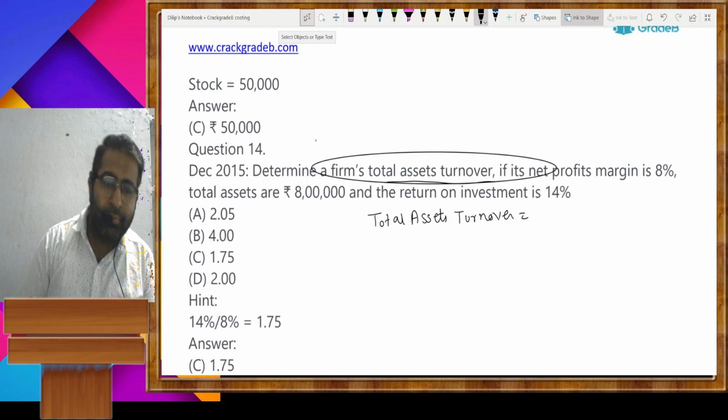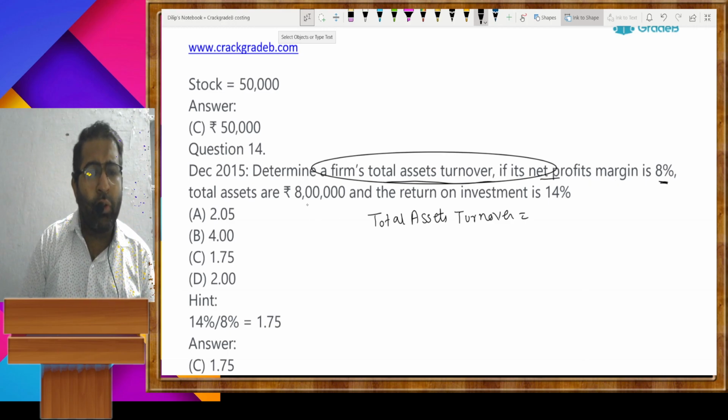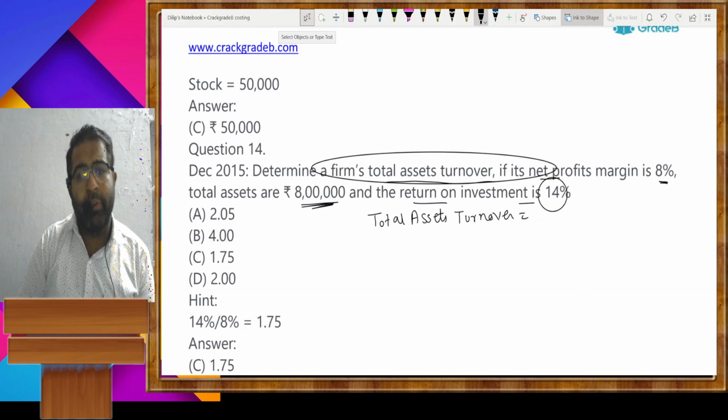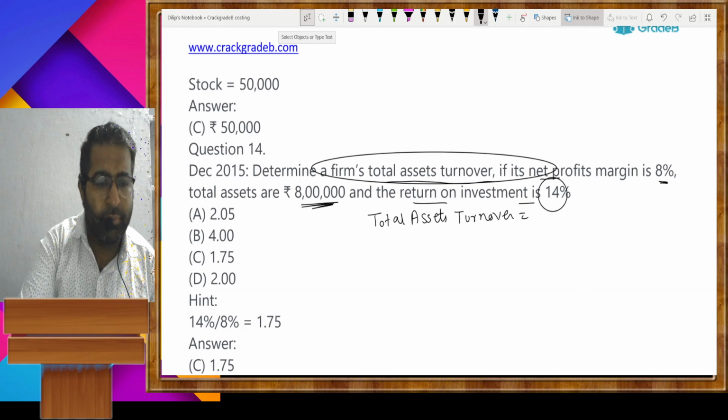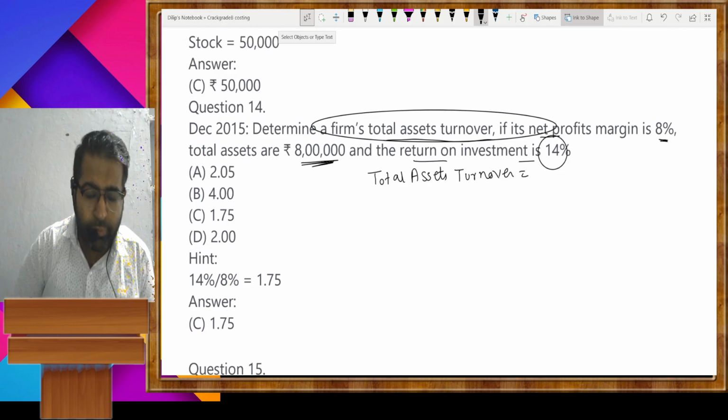Tell me the formula. If net profit margin is 8%, total assets are 8 lakh and the return on investment is 14%. Very good question. Answer is 1.75. How would we calculate it?